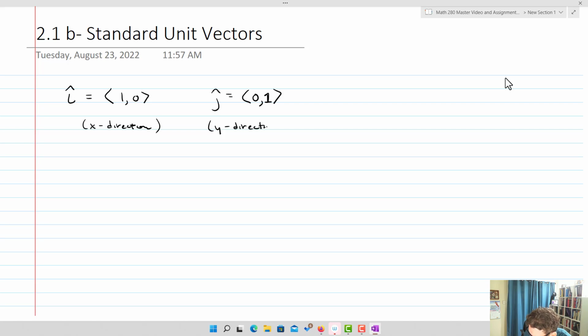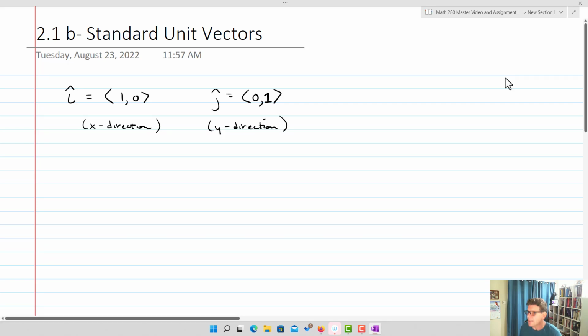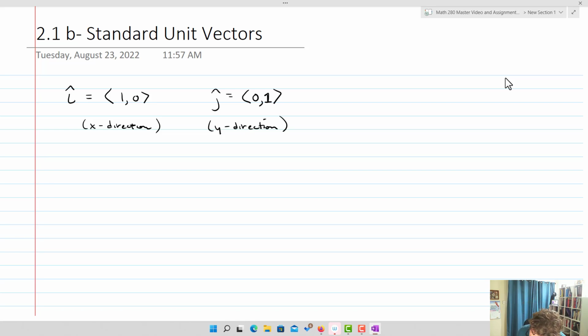We can utilize these guys for a lot of different things, and sometimes they can be very, very handy, especially for conceptualizing vectors graphically without actually having to graph them. So here's how we use them. Let's say, for example, we've got a vector in component form, a standard position vector of 3, 2. The standard position vector is going to actually be 3 times the vector 1, 0 plus 2 times the vector 0, 1.